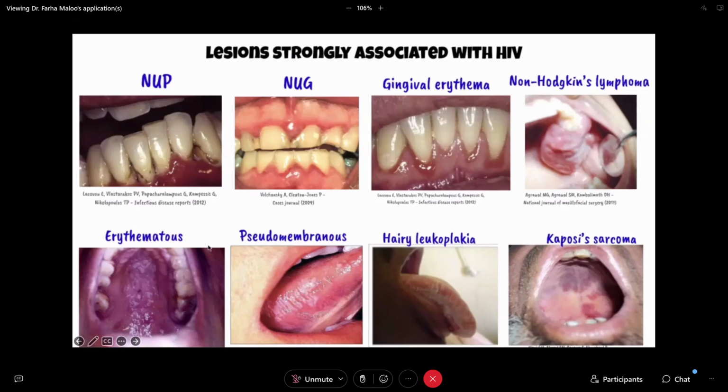The erythematous variant in HIV will look like reddish patches, reddish plaques over the hard palate. The pseudomembranous category will present as keratinocyte desquamation, especially on the dorsal surface of the tongue. Kaposi sarcoma is the tumor of the blood vessels. This presents as reddish brown plaques, especially in the hard palate and the posterior pharynx.